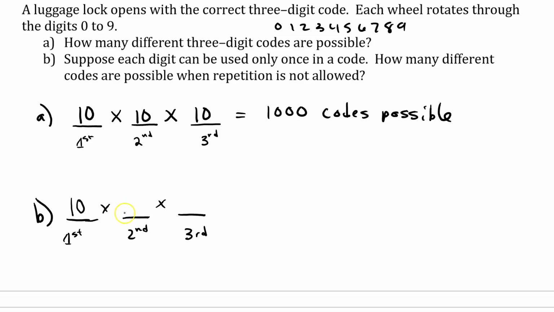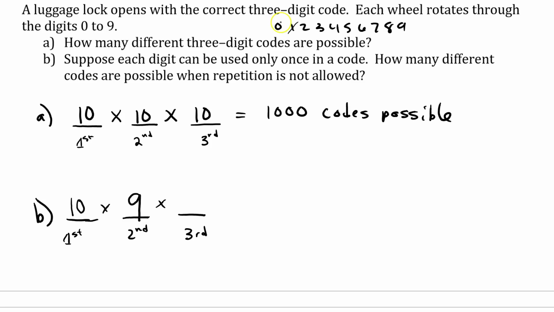But then, after that, say you use 1. Let's say you use 1 for the first number. How many digits are available to you after that? 1, 2, 3, 4, 5, 6, 7, 8, 9. We all of a sudden have 1 digit that's not available to us. So 9 digits are available.